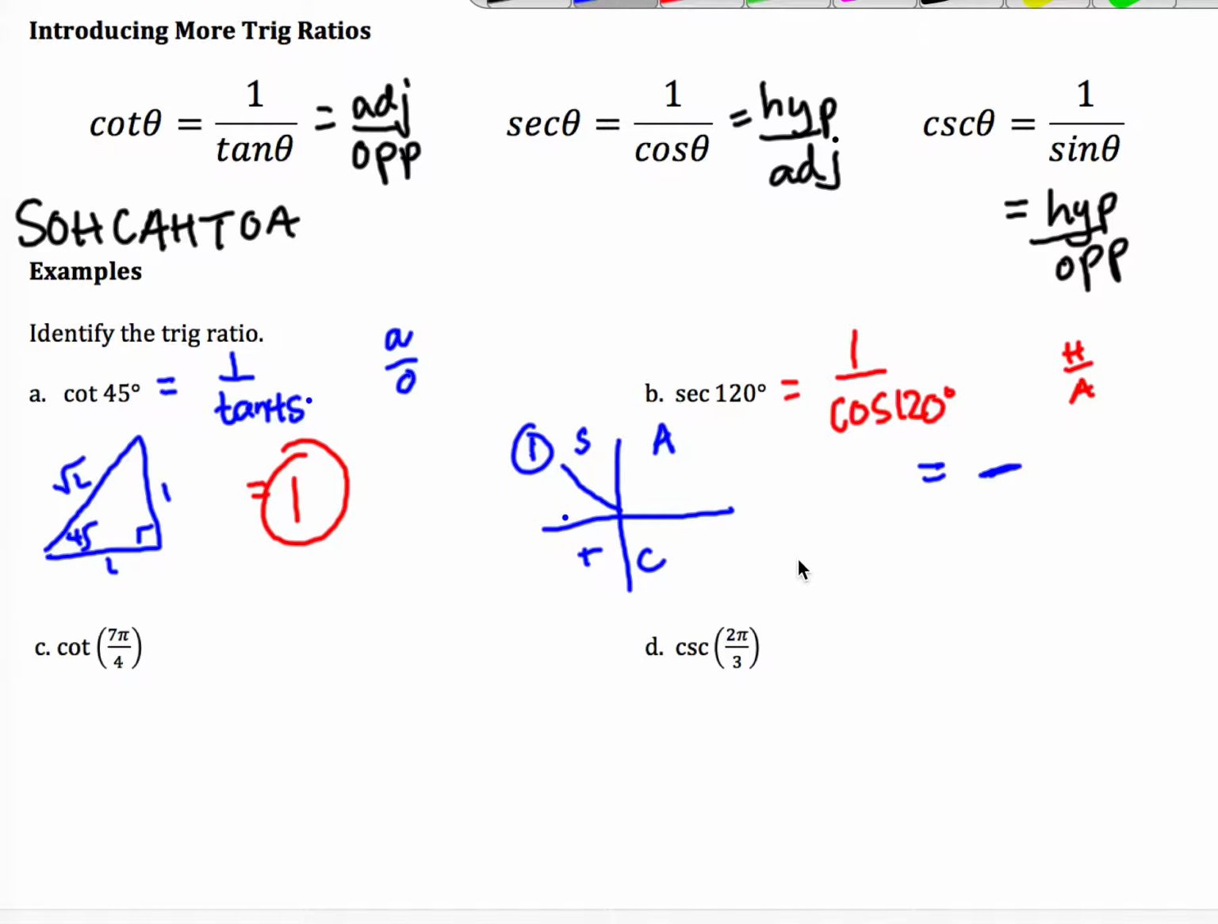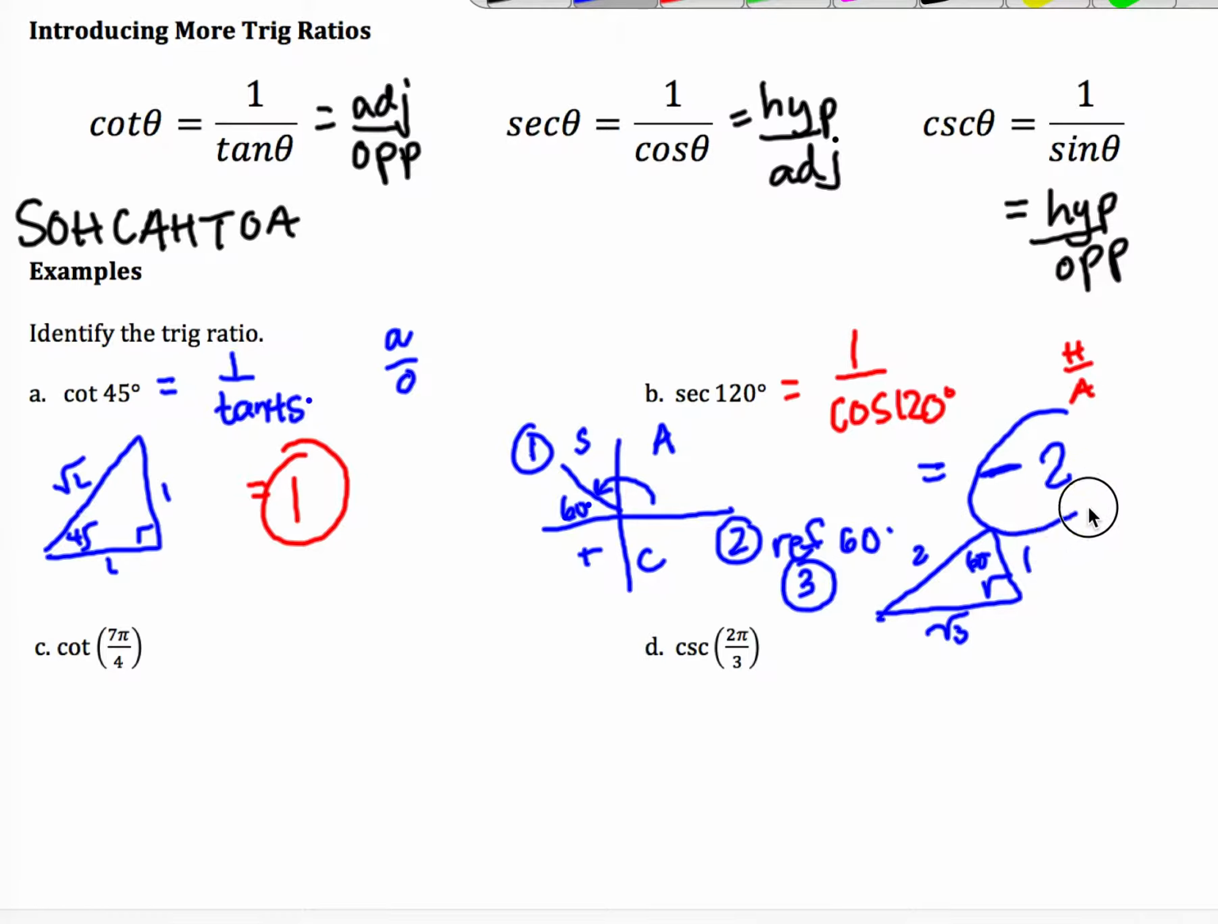That's our first step. Our second step is determining our reference angle, which is 60 degrees, since 120 degrees is 60 degrees away from 180. We can draw our special triangle, our 30, 60, 90, with sides root 3, 1, and 2. And since we're looking at hypotenuse over adjacent, we have 2 over 1, or just 2.